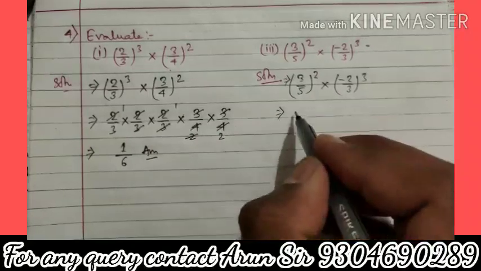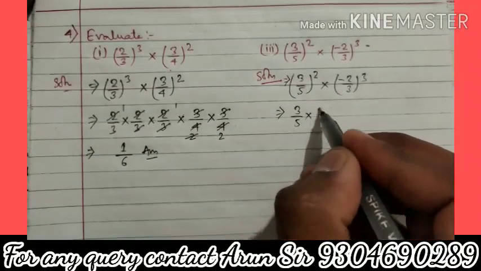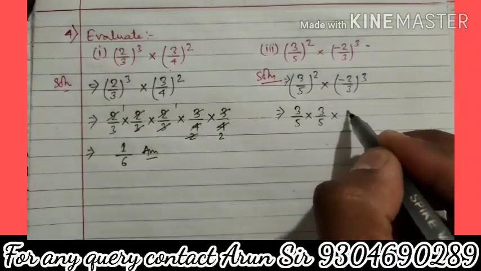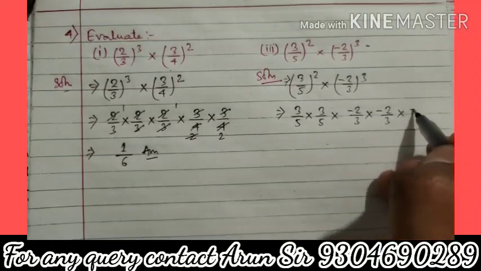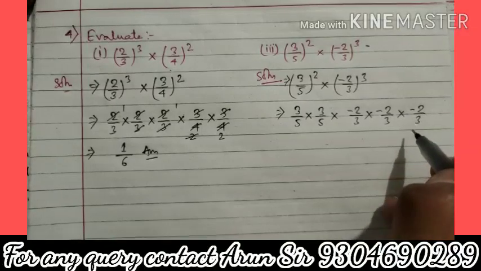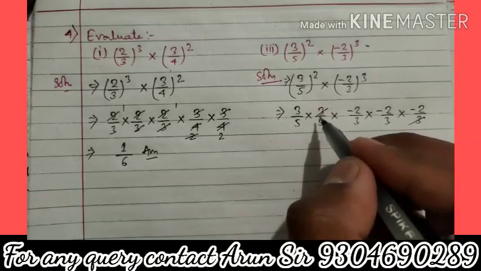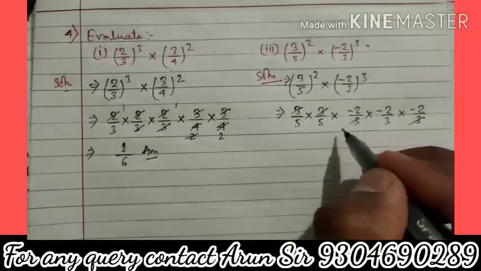First we will open the bracket. 3 by 5 will be multiplied 2 times and minus 2 by 3 will be multiplied 3 times. Now we have to check whether any number is going to be reduced or not. This 3, this 3, this one and this one can be reduced.